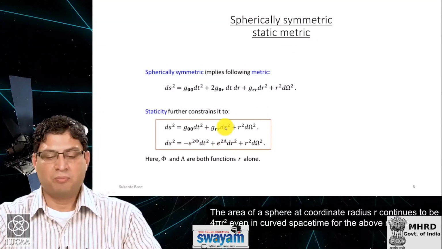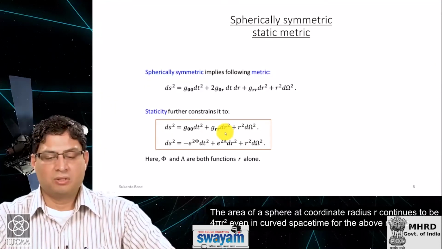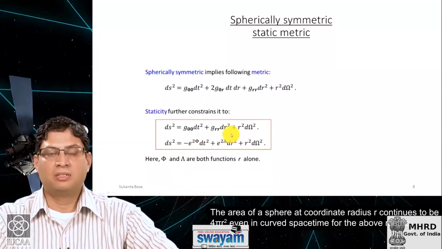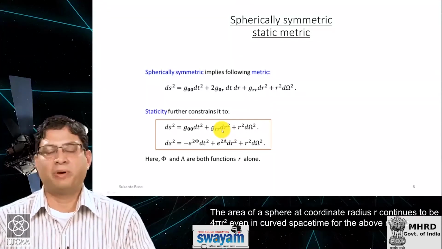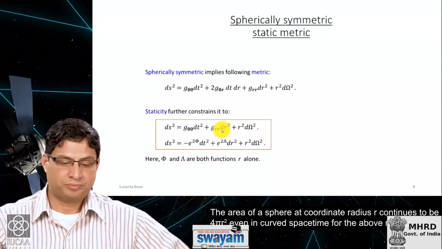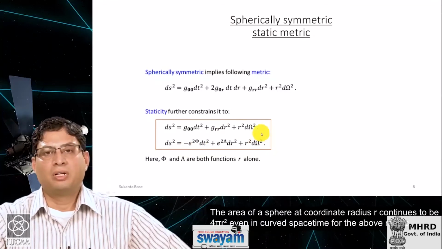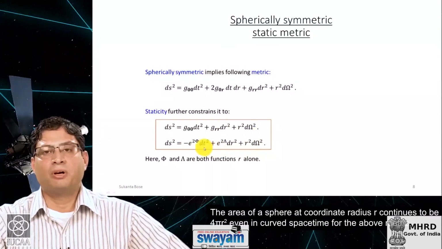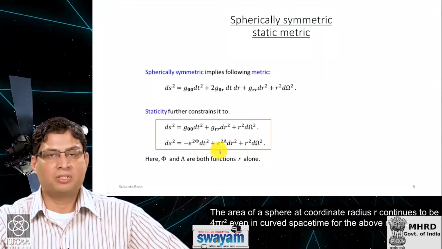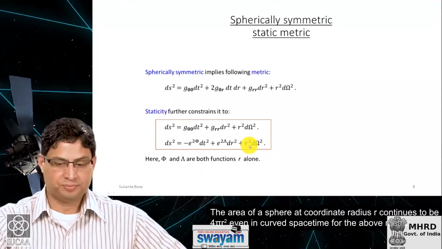Similarly for g_rr, this has to be positive. All points along dr have to be space-like separated. So e^{2Λ} is another positive factor, but Φ and Λ in general can be different, again determined by the distribution of your fluid. But nothing in our consideration so far disallows the possibility of Φ and Λ depending on the radial coordinate. They cannot depend on the time coordinate, because staticity further implies that none of the metric components can be time dependent.